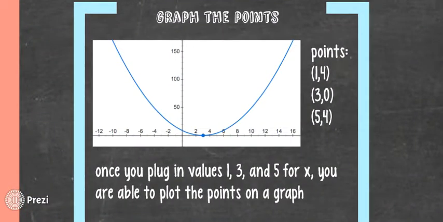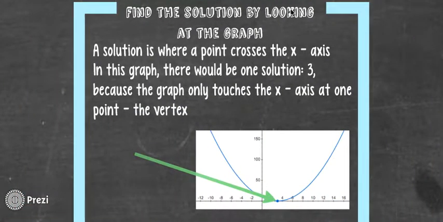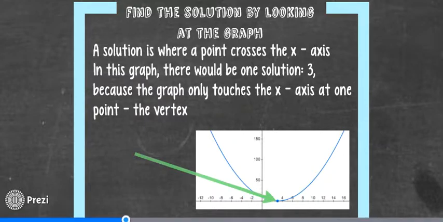And then you'll graph the points, and you can plug in the values 1, 3, and 5 for x after you find the vertex, and you are able to plot the points on a graph. So we got the points (1, 4), (3, 0), and (5, 4), and it gave us this graph. Then you can find the solution by looking at the graph, and a solution is where a point crosses the x-axis. In this graph there would be one solution, which is 3, because the graph only touches the x-axis at one point, which is the vertex.